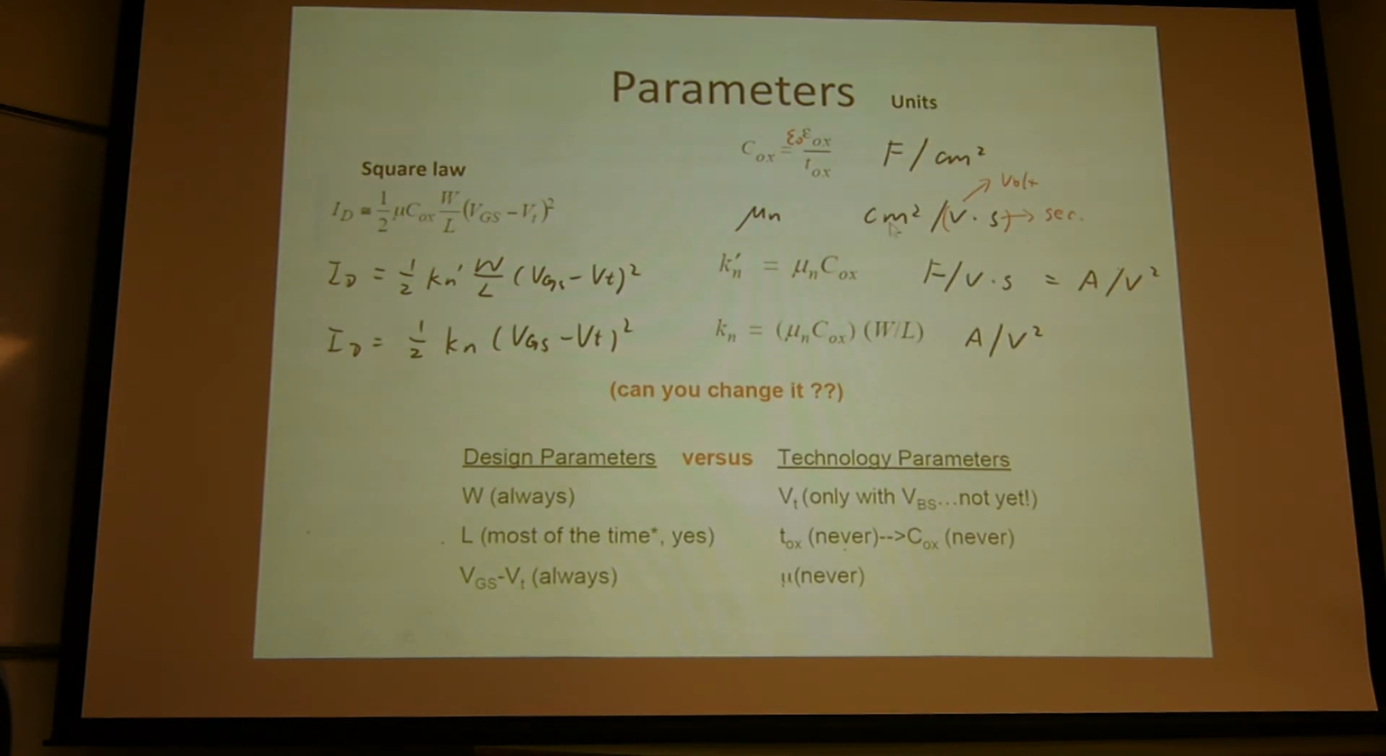So the centimeter square will be cancelled. So what is left is this bar over volt times the second. And if you do the conversion, it's the same as ampere per volt square. So ampere is the unit for the current. And then if you further multiply the W over L, still is this unit, because W over L will be unitless. So W and L both are distance, then they cancel each other. So you still have this one.